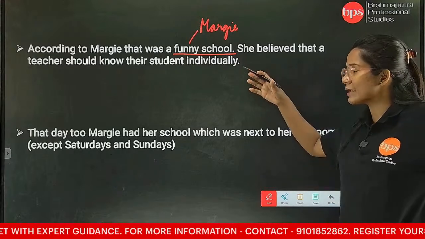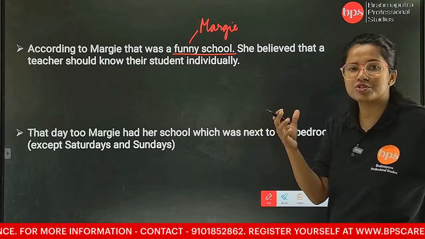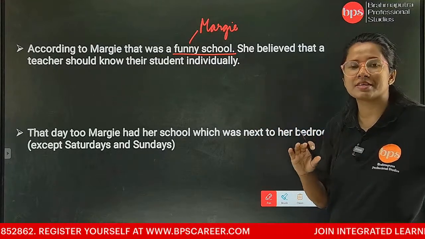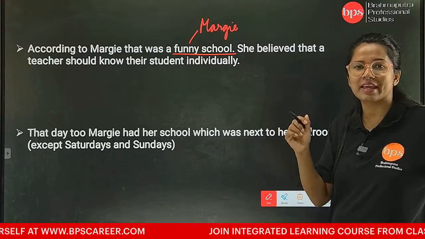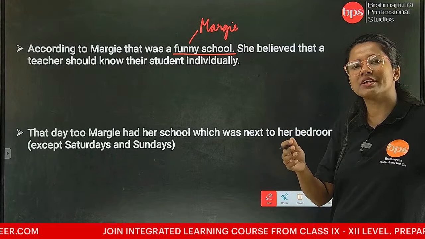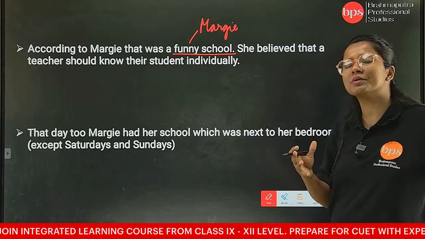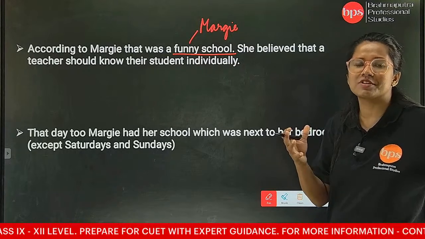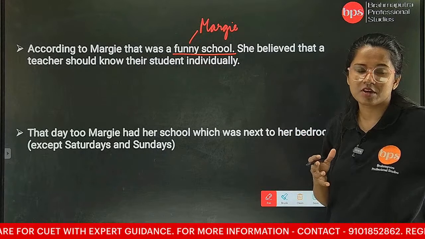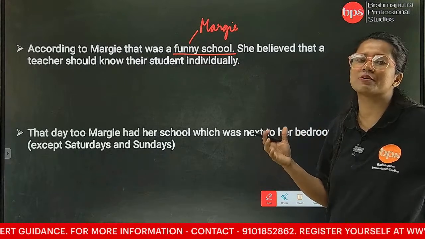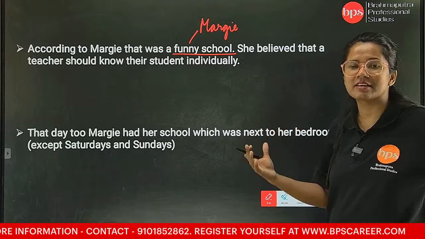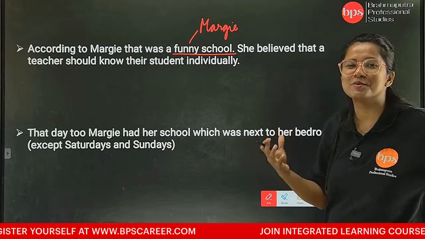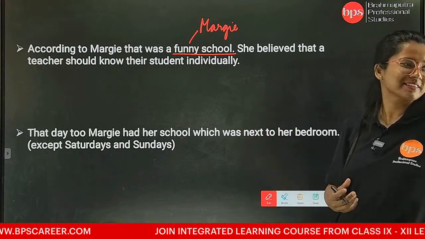But when she came to know about a school of their grandfather's grandfather, she was totally amazed because the teacher was not a mechanical teacher. The teacher was actually a human being. And how can a human being have individual interaction or individual knowledge of each and every student in the class? So practically, it was impossible for Margie. She can't even think of the extent to which an actual human being can go. Yes?